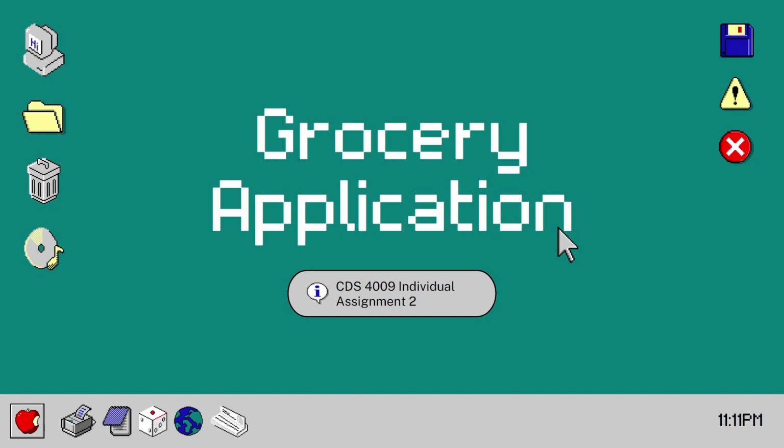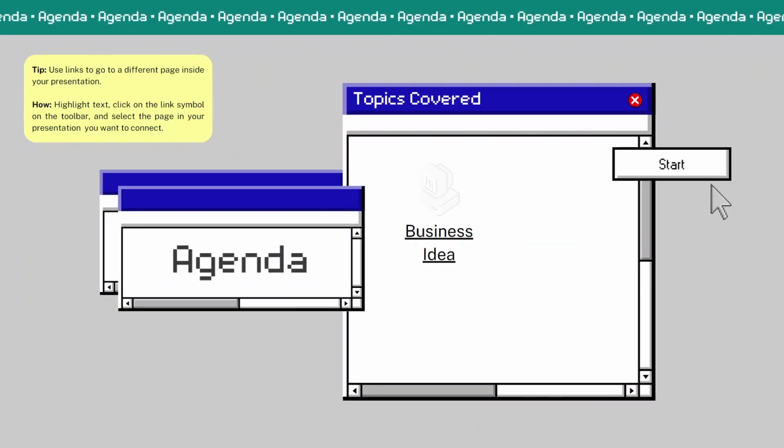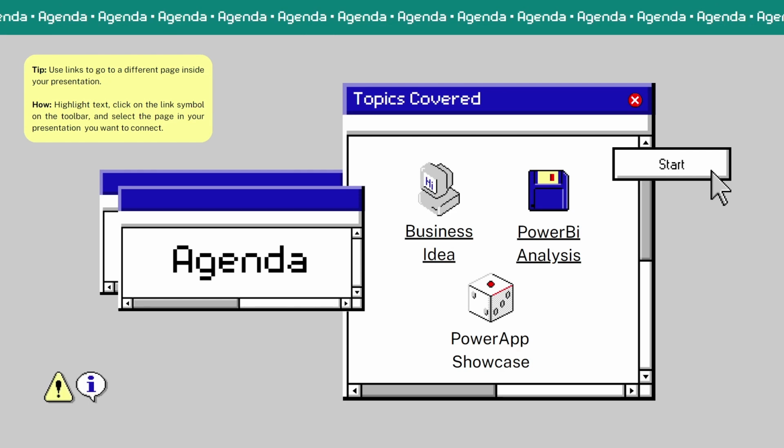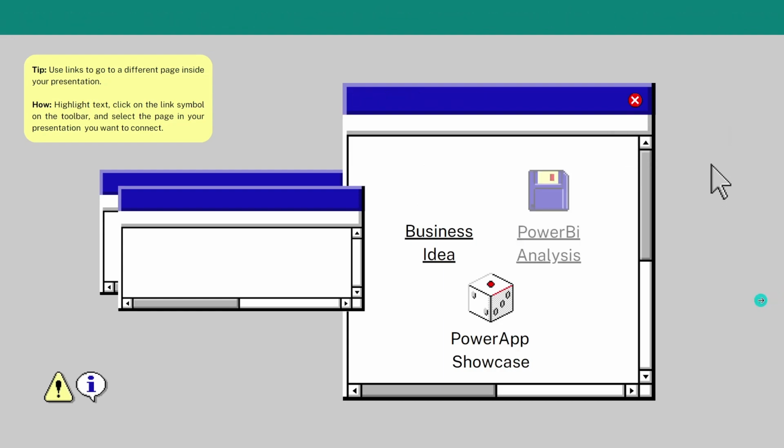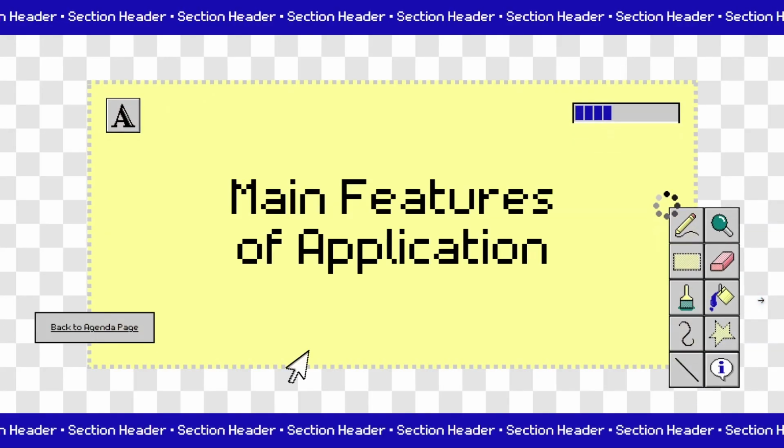So today I'm going to present you a grocery application, which is a startup idea. In this presentation, I'm going to talk about the business idea in general, show you a Power BI analysis of the market and a Power Up showcase. So let's start with the main features of the application, the idea of the business, the idea of the startup.